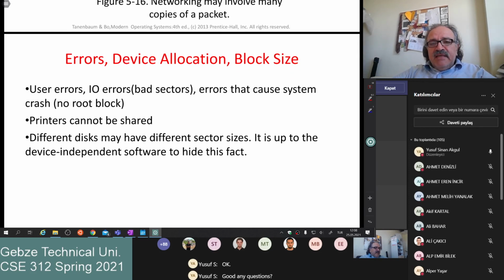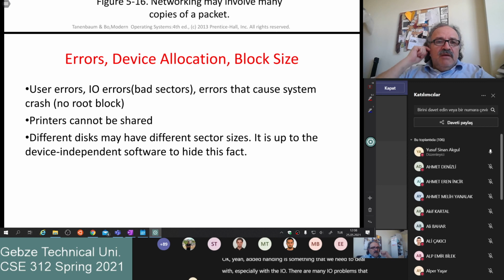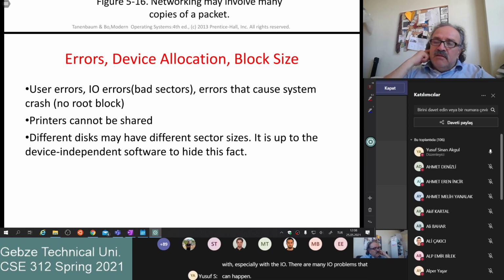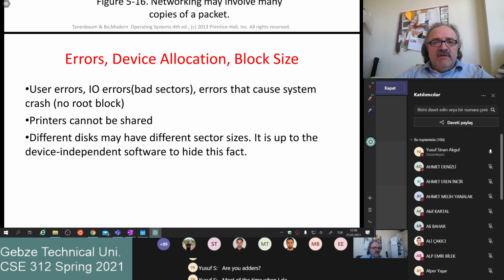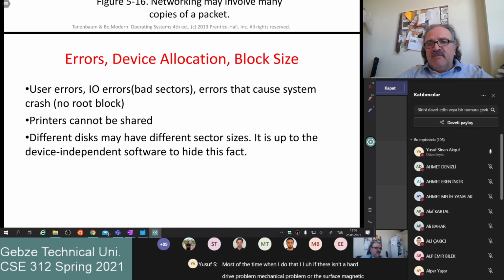Okay, error handling is something that we need to deal with, especially with the I/O. There are many I/O problems that can happen. The user errors, permission errors, I/O errors. Most of the time when I do the I/O, if there is a hard drive problem, mechanical problem, or magnetic surface problems, or the SSD, some part of the SSD becomes unusable, those kind of problems.